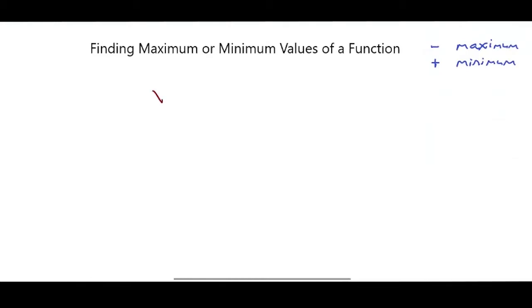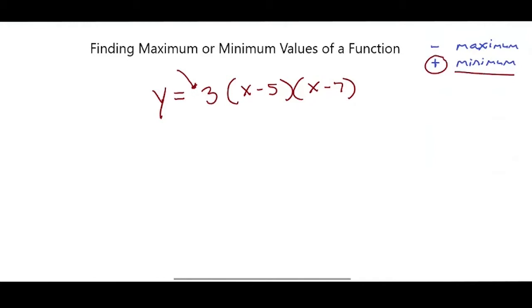So let's say we have y equals 3 times x minus 5 times x minus 7. And I want to know if this has a maximum or a minimum. Well, I look to the beginning here and I see that my leading coefficient is positive. So since it's positive, I know it is going to have a minimum. So I'm looking for a minimum here.